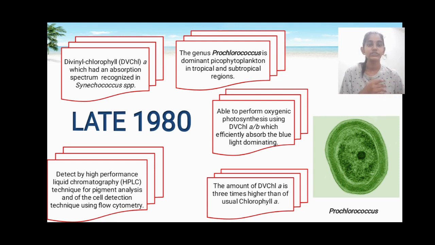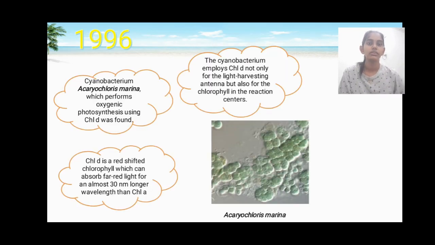This genus is the dominant phytoplankton in tropical and subtropical regions. They are able to perform oxygenic photosynthesis using chlorophyll a or b, which essentially absorbs mainly blue light. The amount of the chlorophyll b is 3 times higher than the usual chlorophyll a. Below is the picture of the Prochlorococcus.